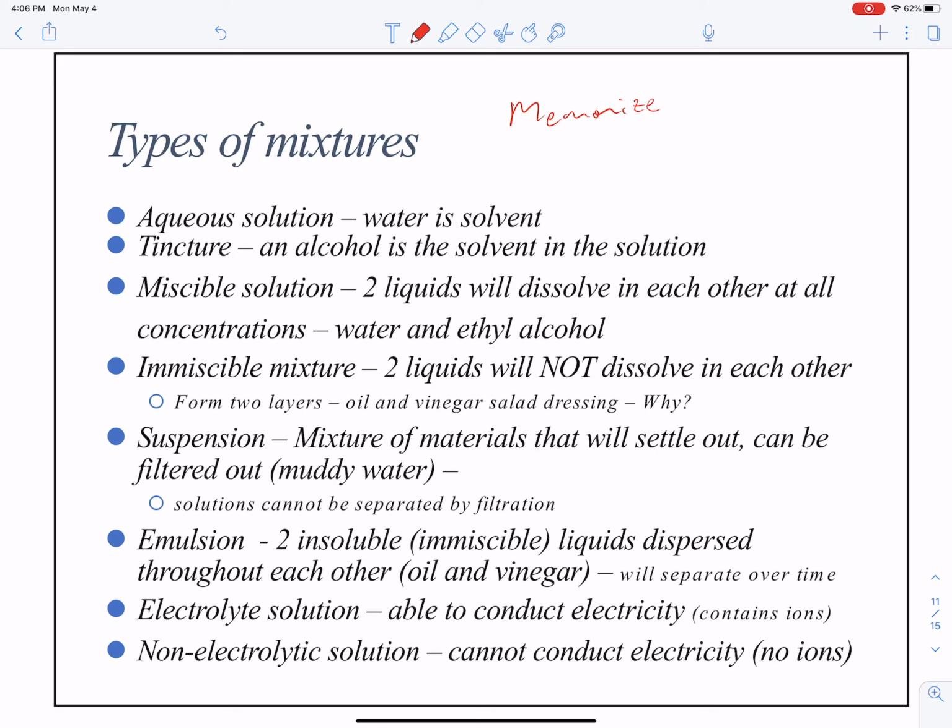You have the aqueous solution. You have tinctures, miscible solutions, immiscible solutions, suspension. You find this suspension a lot. It's a mixture of materials that'll settle out and can be filtered out, like muddy water. But if you do this right, you can build a suspension like, hold on, let me think about this.